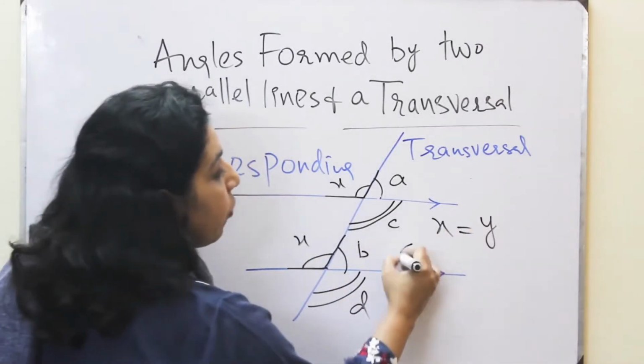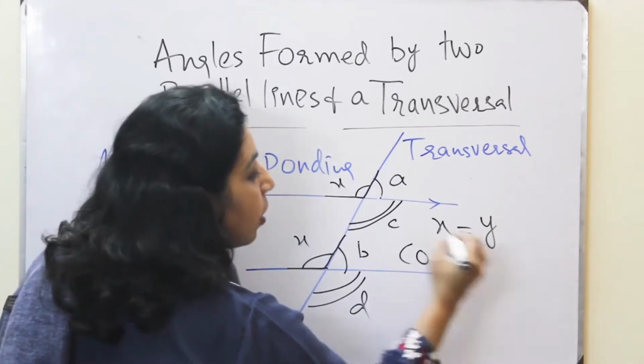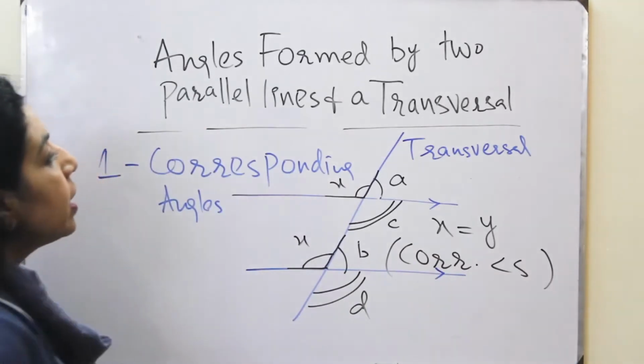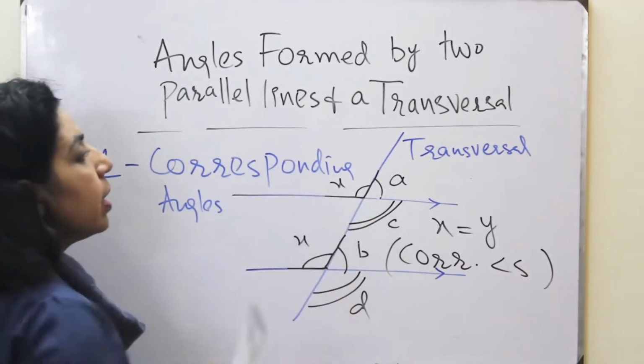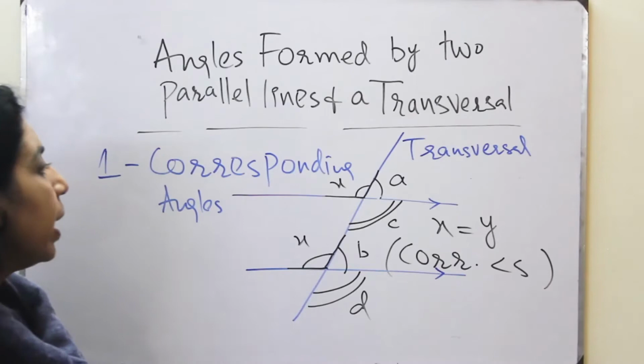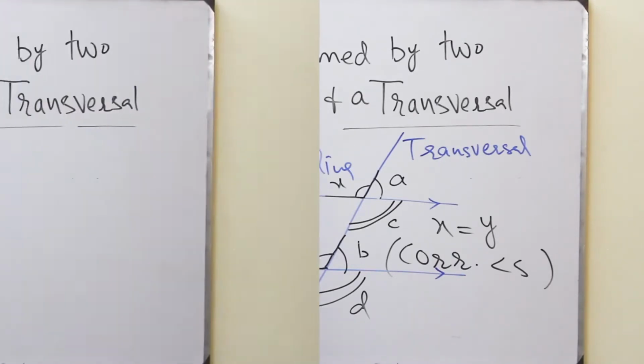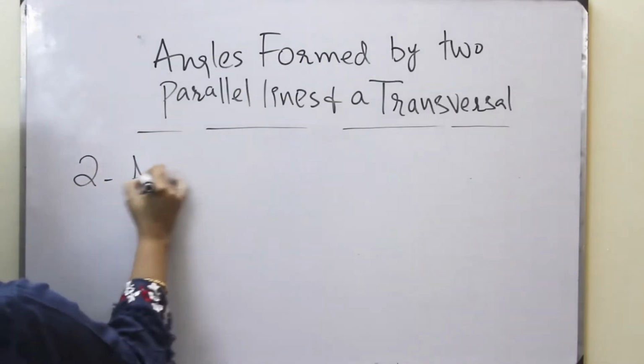The abbreviation for corresponding angle is CORR, corresponding dot angles. There are four pairs of corresponding angles in two parallel lines and a transversal, and all those four pairs of angles are equal. The second type of angle is alternate angles.